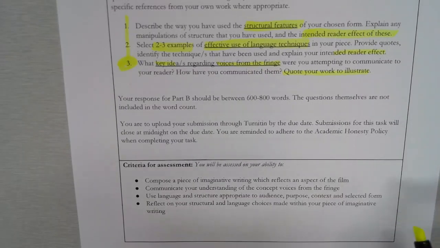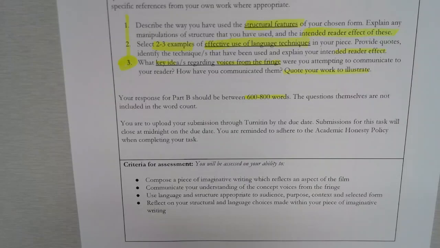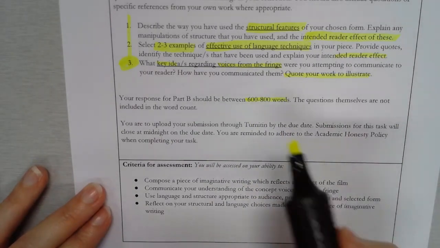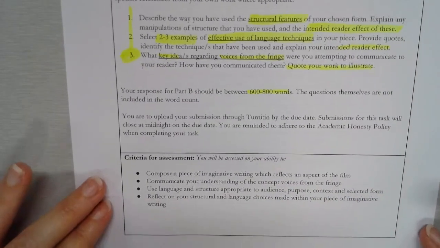Your response for part B should be between 600 and 800 words. And the questions themselves are not included in the word count. So you can just simply copy and paste these questions from the PDF and put them in your reflection. And these particular questions here aren't included in that 600 to 800 word limit. And again, being mindful to stay within that range.